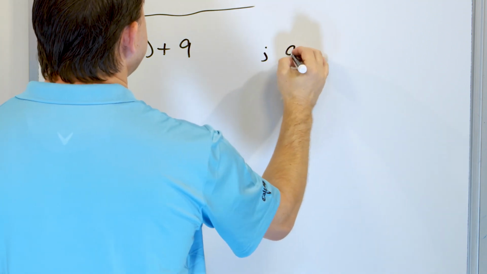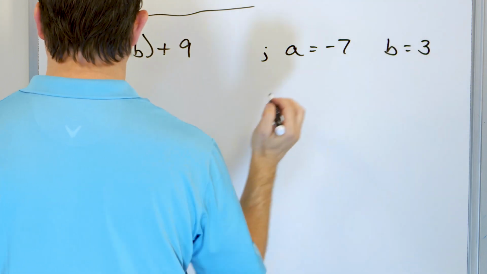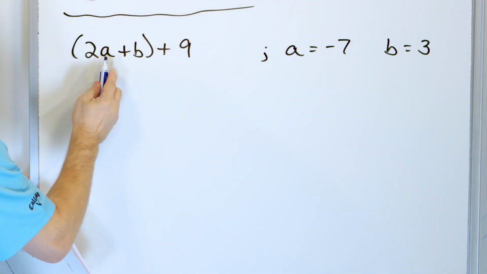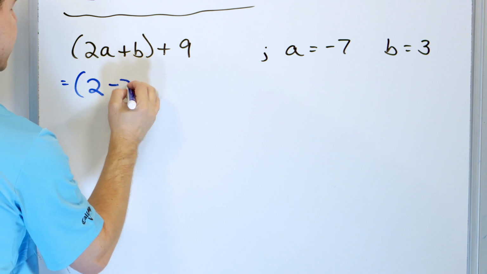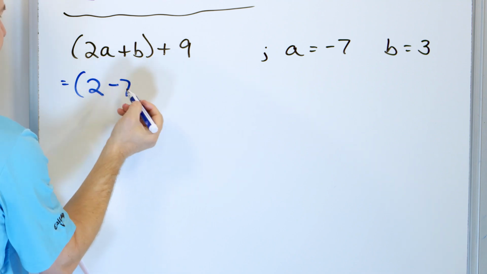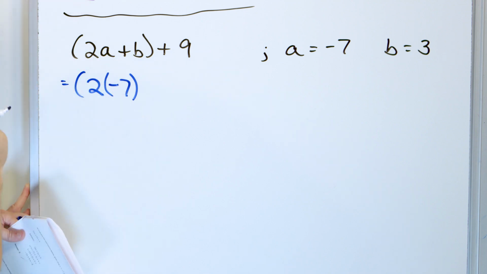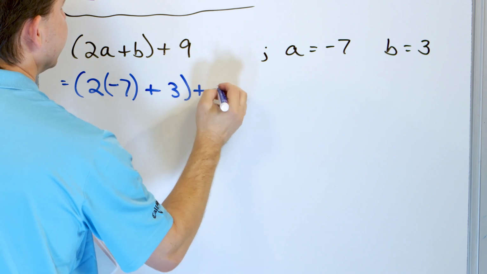And I'm going to give you that a is -7 and that b is equal to +3. So we'll stick the value of a in here. 2, and then again, a is negative 7. But if you just write it right next to each other, it looks like it's subtracted. So you need to put parentheses around it so you can show yourself that these are multiplied together. Plus b, but b is 3, plus 9 on the outside.